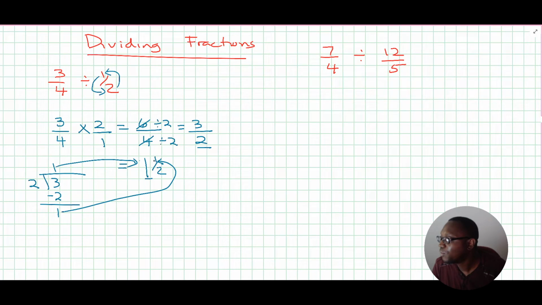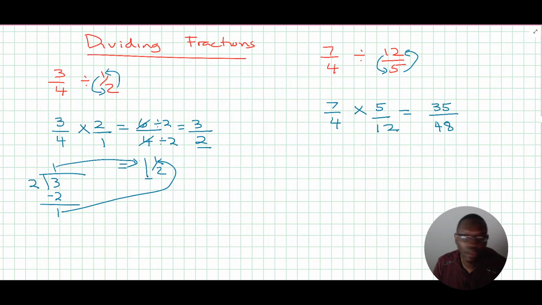Okay, let's try one with improper fractions. So the rule stays the same. You leave the fraction on the left of the division symbol alone. So 7/4, you just write it. Now you're going to change this to a multiplication, and then you're going to switch the position of the fraction on the right hand side of the division symbol. So this is going to give you 5/12. So this is going to be 7 multiplied by 5, we have 35. 4 multiplied by 12, we have 48. Let's try another one here.